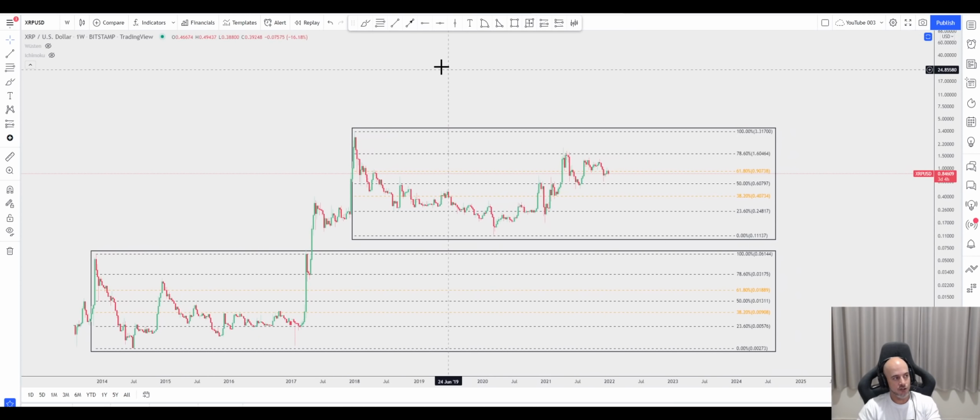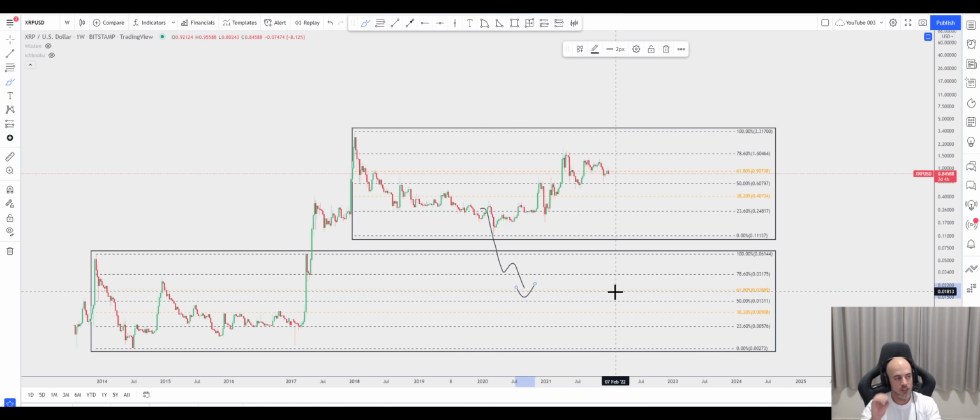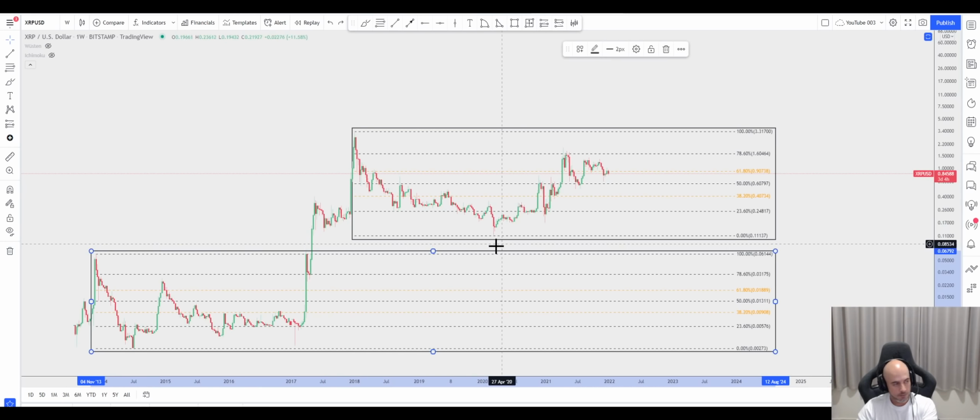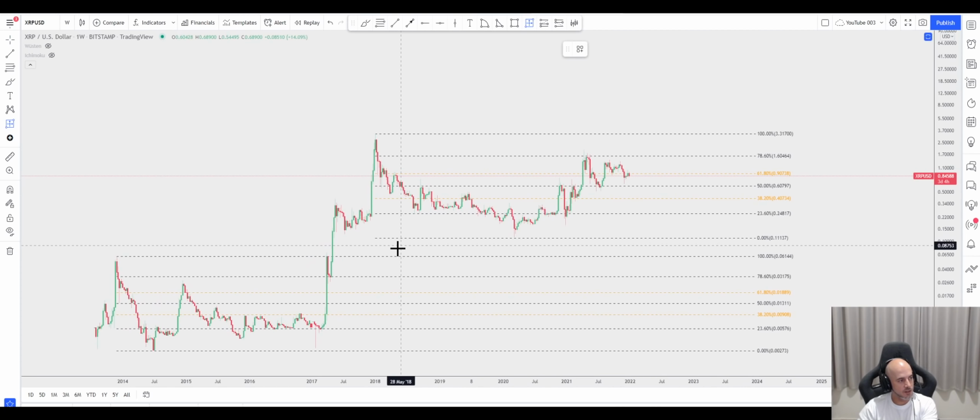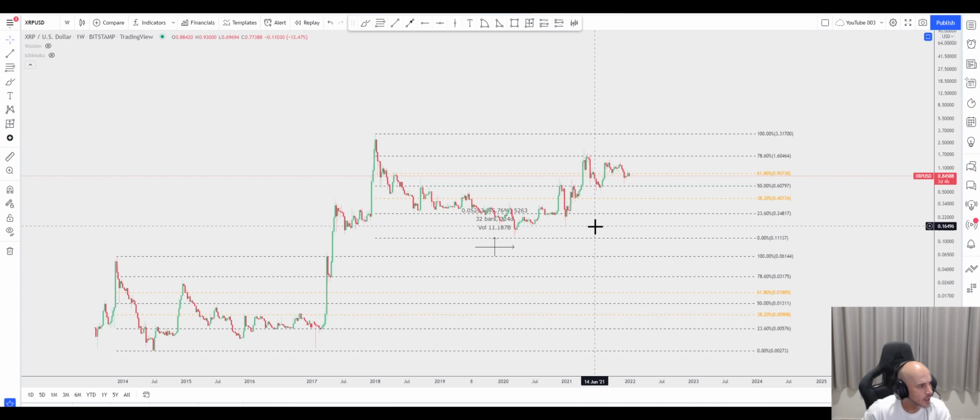Now, if by any chance XRP this day went down right here, then folks, this would be catastrophic, this would be very bearish. And why? Now let's remove this guy right here and this guy right here. What is the difference between the 100 here and this low? That's 65%.